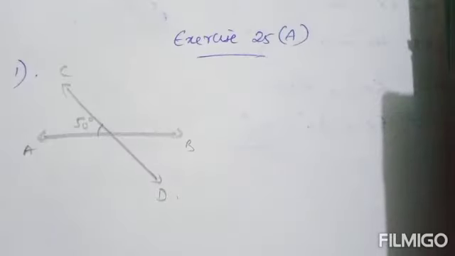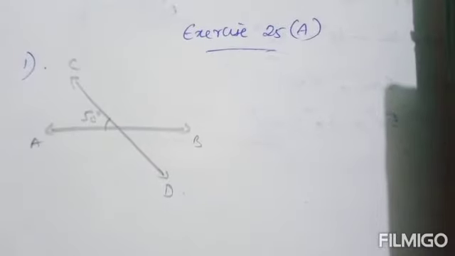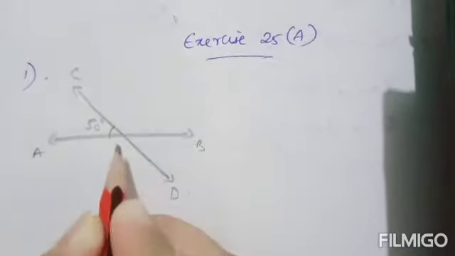Now exercise 25a, first question. Two straight lines AB and CD intersect each other at a point O and angle AOC equals 50 degrees. Find first one angle BOD, second angle AOD, third angle BOC. So here two lines AB and CD intersect at a point O. You can see in the diagram.